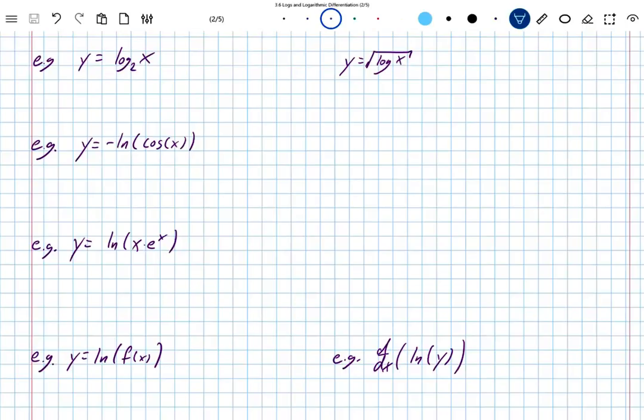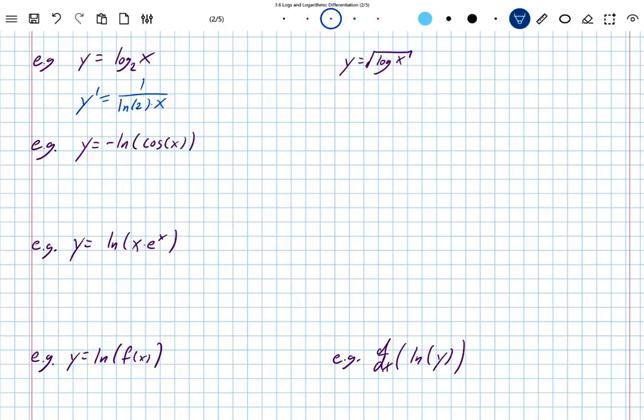Maybe pause, maybe see if you can do these on your own, but I'm going to go ahead and cruise through these. This first one is fairly straightforward, I think, because we're just using that formula. So this is log base 2. So y prime is equal to 1 over natural log of 2 times x. Ta-da! That's it.